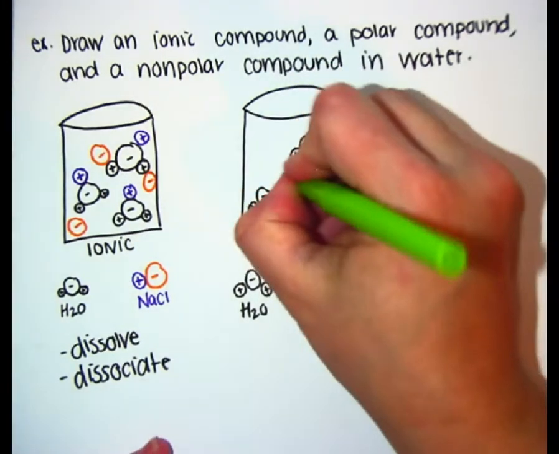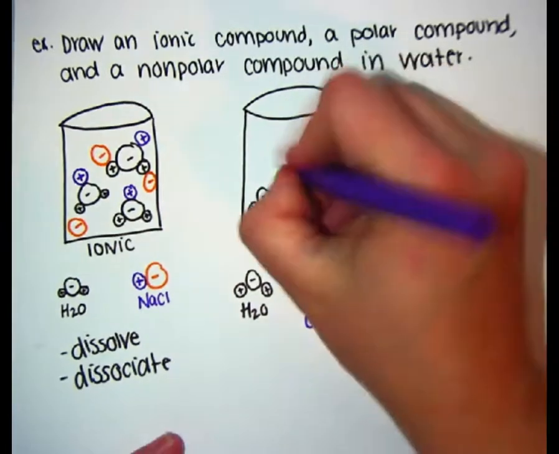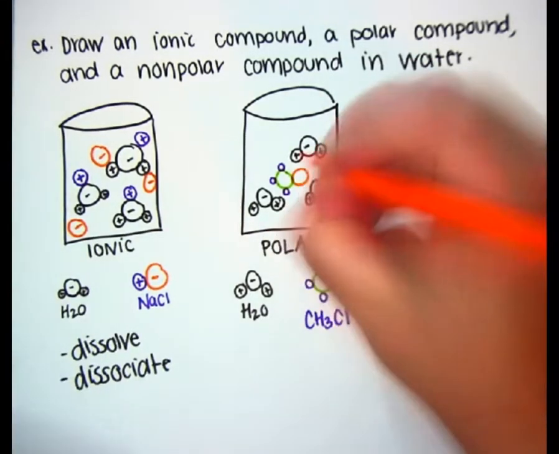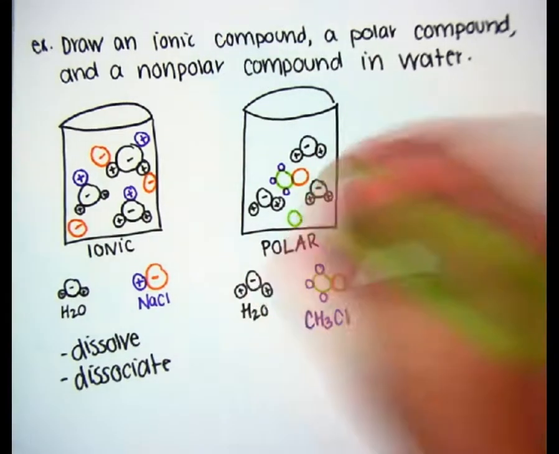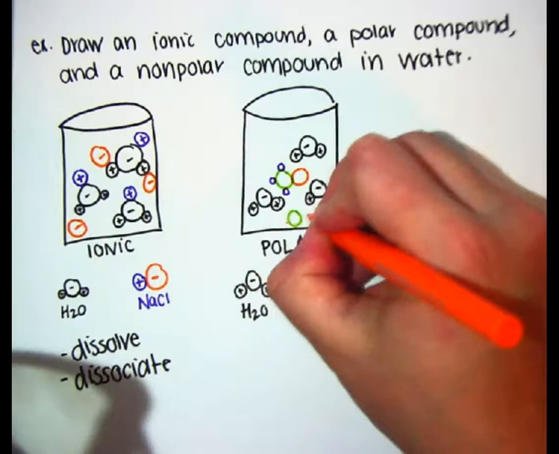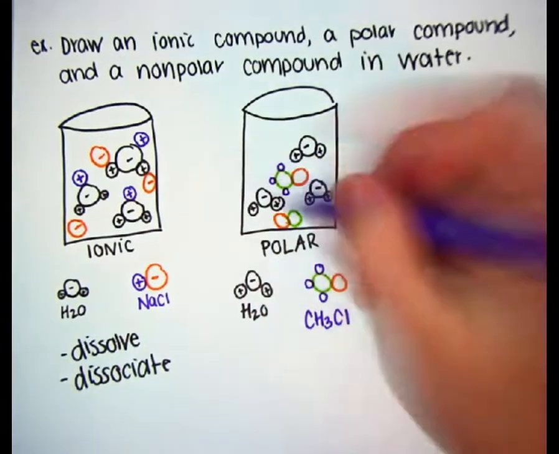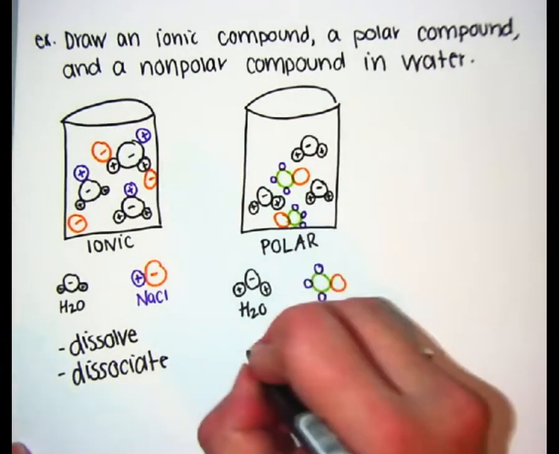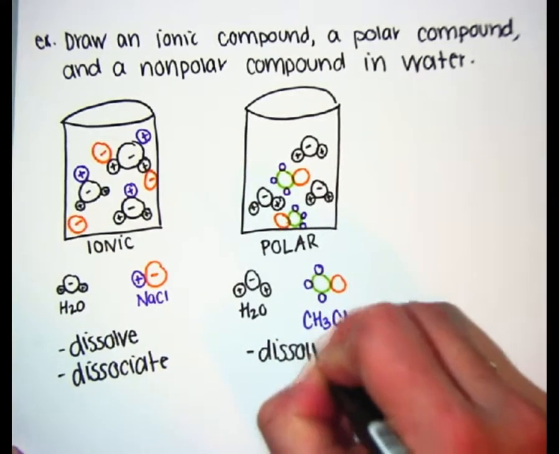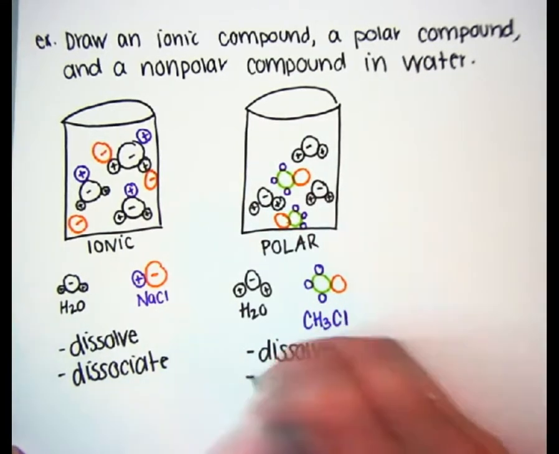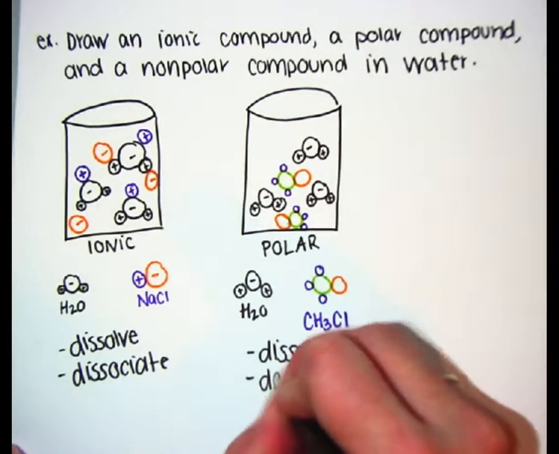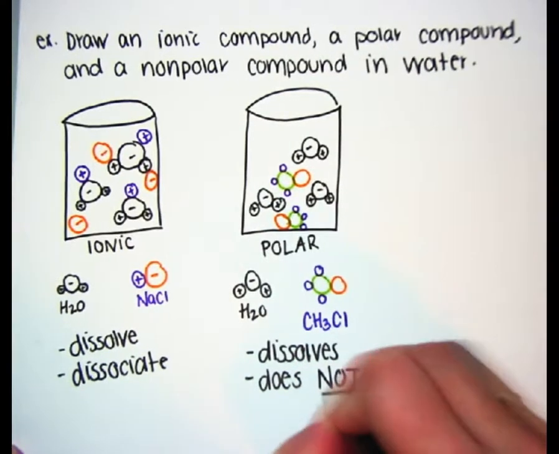So what we're going to see is that this molecule is going to mix in all proportions. We are going to see that it is going to be completely dispersed throughout our beaker. Meaning that it is dissolving. So a polar molecule in water dissolves. But notice that I did not separate any of those atoms. It dissolves, but it does not dissociate.